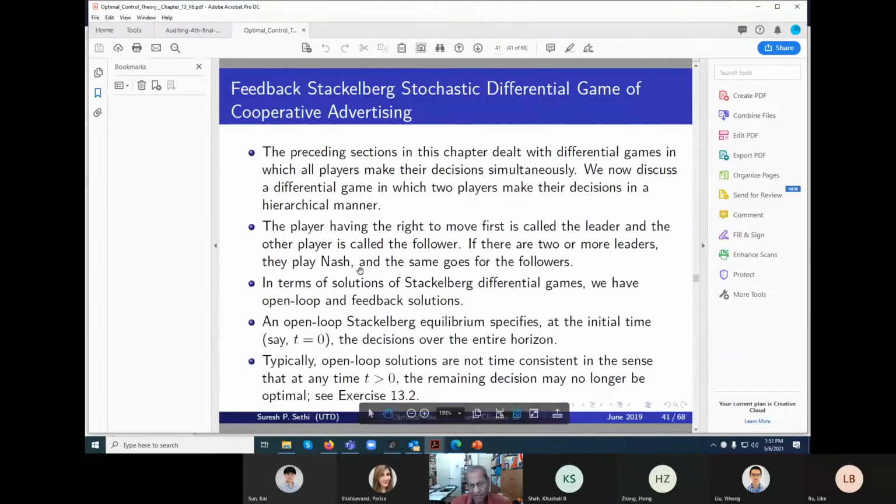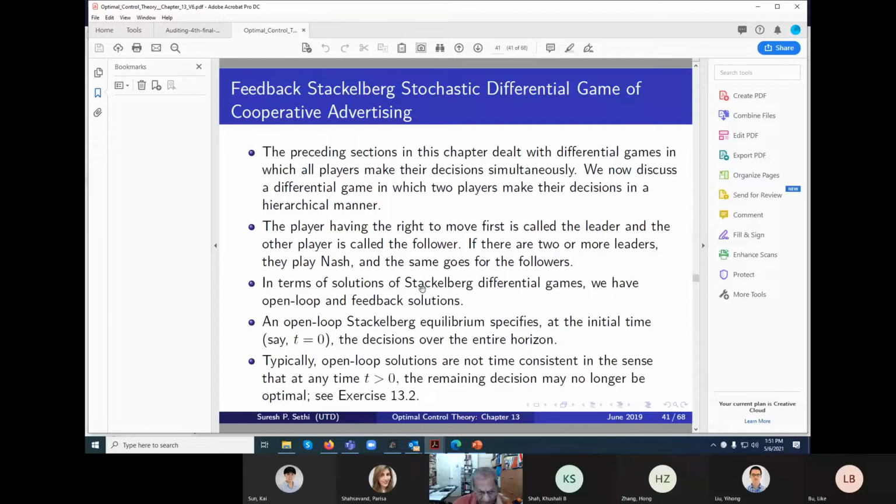So what I'm trying to say is if there are two leaders, then the leaders will play a Nash game. If there are two or more followers, they will play a Nash game. But between the leader and the follower, there will be a Stackelberg game. Okay, I will say a little bit more about it. We have time. We can spend as little time on the other things as we have.